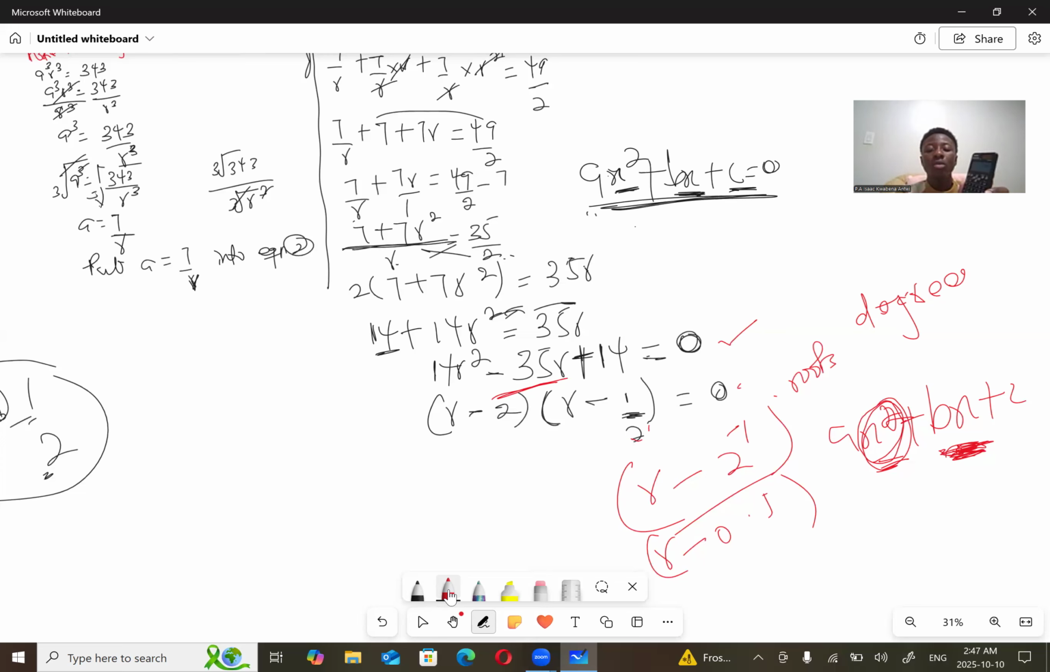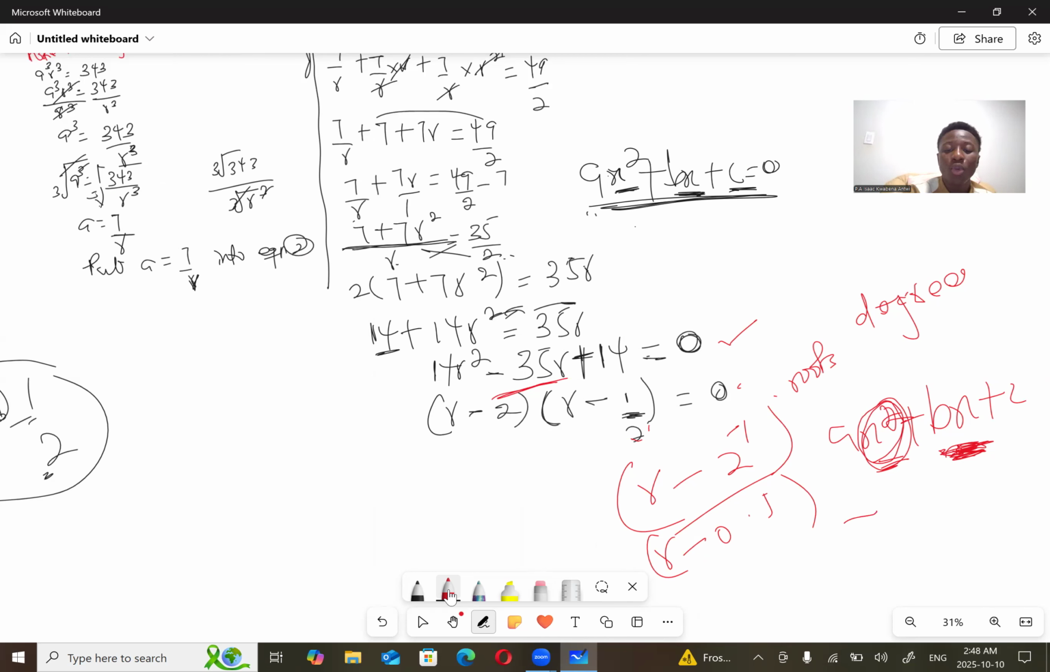Then you press equal to. You press equal to give you two answers. Quadratic equations have two answers, right? It has two answers. So it's 2 and what? Like 2.5.